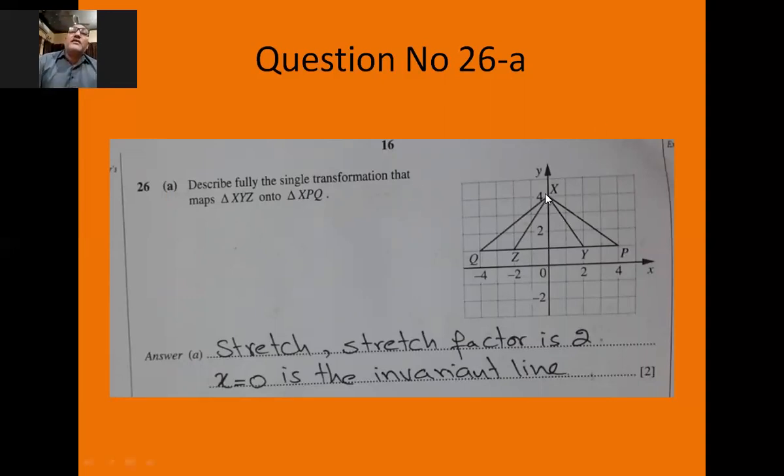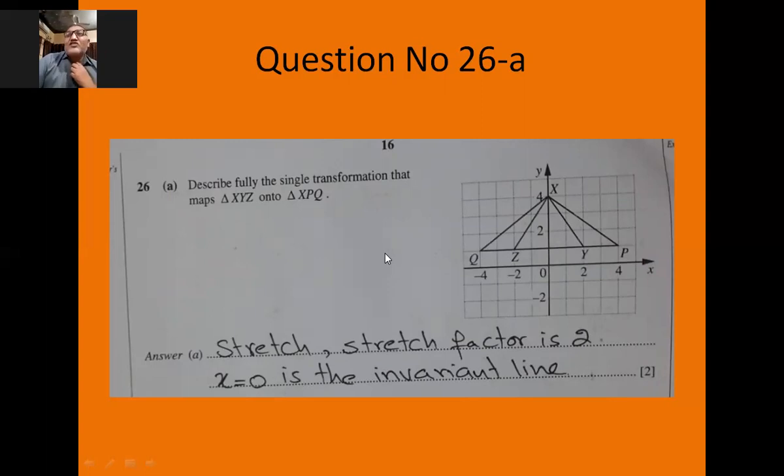So here we have X, Y, P. The object is XYZ, and the image is XPQ. X has not moved, so it is on the invariant line. Y has moved 2 steps to the right and it went to P. And Z has moved 2 steps to the left and the image is Q.